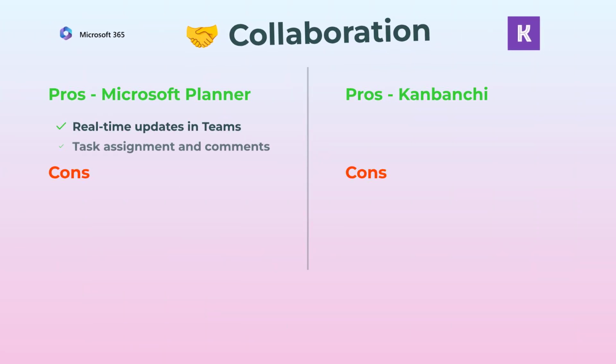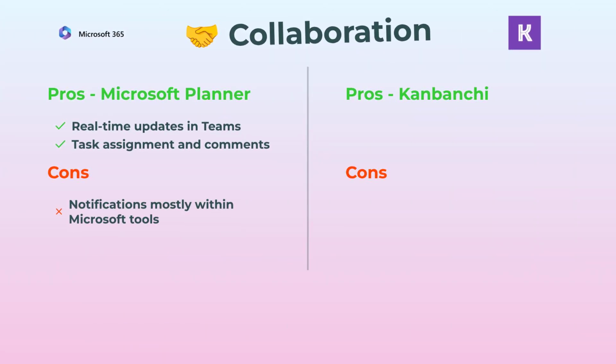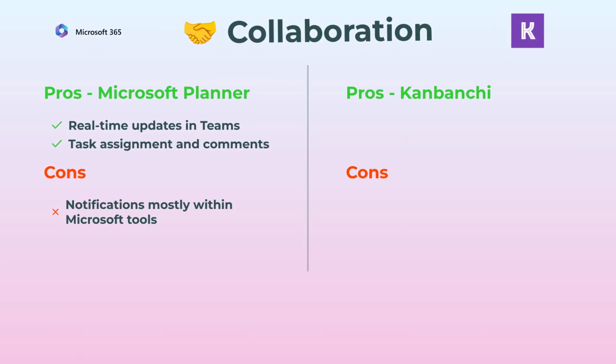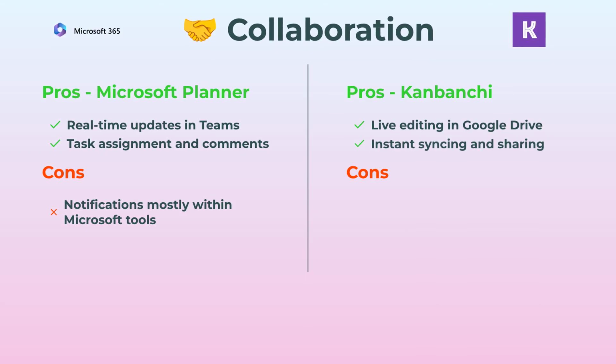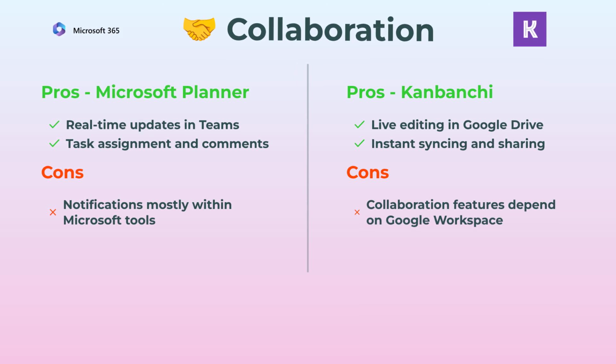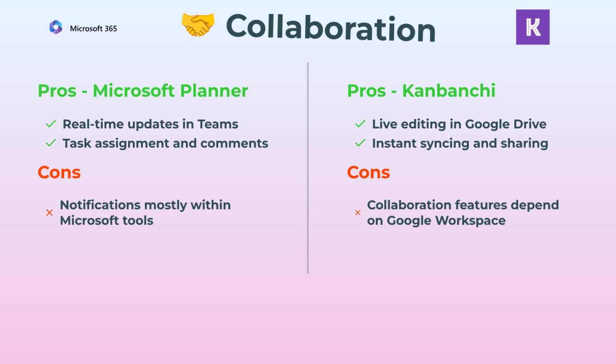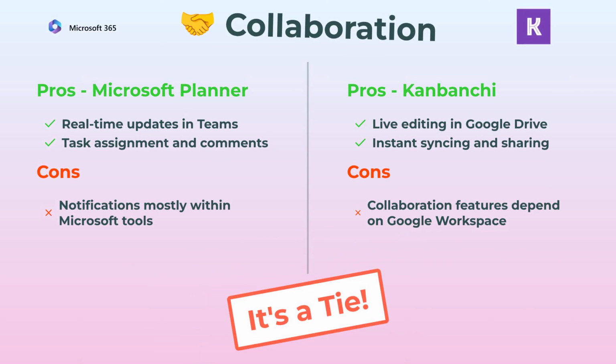Collaboration time. Both of these nail real-time teamwork, just in their own little flavor. Planner is awesome if you're deep into Teams. For anyone on Microsoft, you're getting notifications, you can tag people, leave comments, all that. The thing is, those notifications and updates mostly stay inside the Microsoft bubble. Kanbanchi is banging away in Google Drive, so live editing, syncing, and sharing all happen like magic with your Google peeps. As long as your team's all on Google Workspace, you're golden. Otherwise, not so much. Both strong, both a bit locked into their ecosystems. Let's call this a tie.